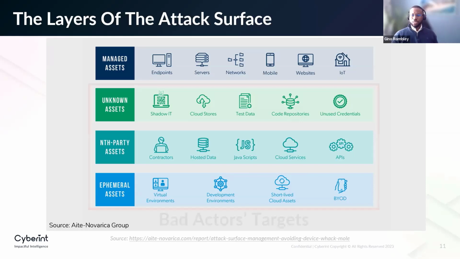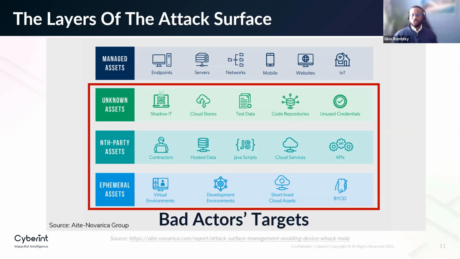Now, what the traditional solutions are struggling to find is shadow IT. I spin up an asset on the cloud infrastructure using my corporate email address, but my colleagues don't have a view of that particular asset. Or cloud stores, test data, cloud repositories such as GitHub. All of these, unused credentials, unknown assets, are areas where traditional ASM seems to miss.